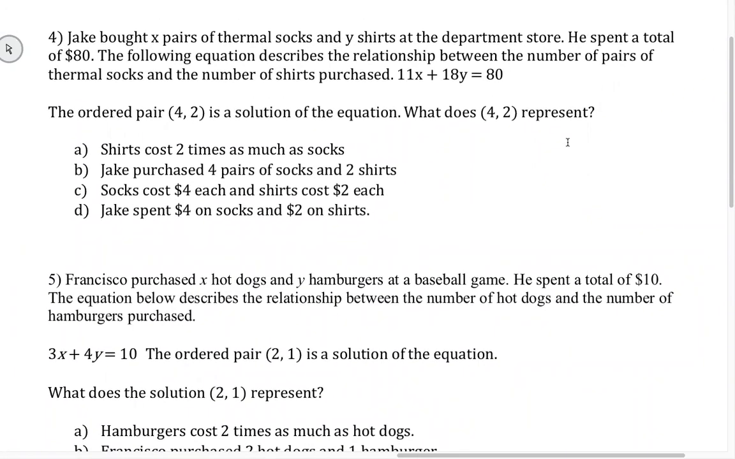Jake bought X pairs of thermal socks and Y shirts at the department store. He spent a total of $80. The following equation describes the relationship between the number of pairs of thermal socks and the number of shirts he purchased. 11X plus 18Y equals 80. It says the ordered pair 4, 2 is the solution of the equation. What does 4, 2 represent? Well, 4 is my X, and 2 is my Y. It says right up here, X is the pairs of thermal socks. Y was shirts.